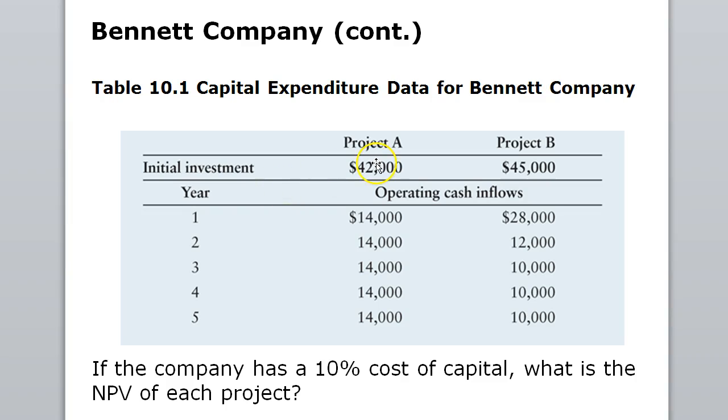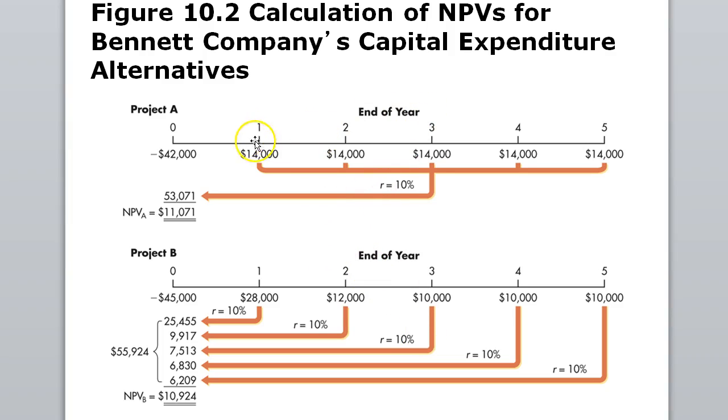So let's look at these 2 projects again, Project A and Project B. They have 2 different initial investments and 2 different sets of cash flow. So we're going to say the company's cost of capital is 10%. What's the net present value of each project? So what we're basically doing is taking each of the cash flows. Here we can use the present value of annuity formula. So we could calculate the net present value of all these future cash flows by finding the present value of this annuity, which would be $53,000. If you add to it the negative $42,000, the net present value is 11.